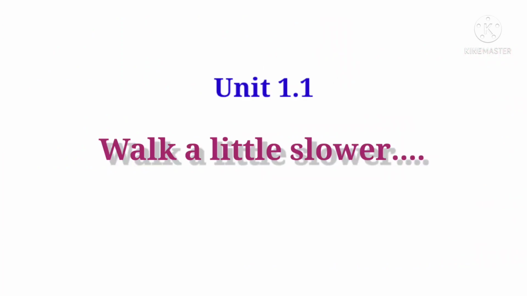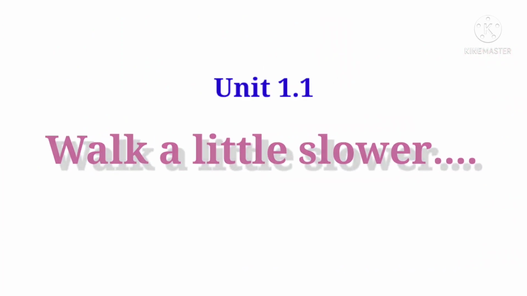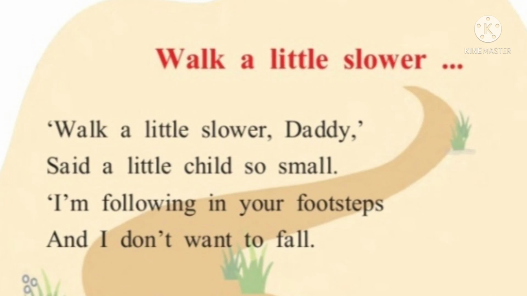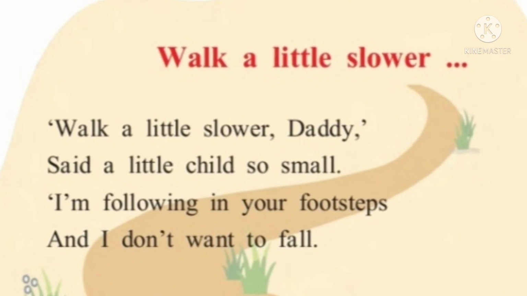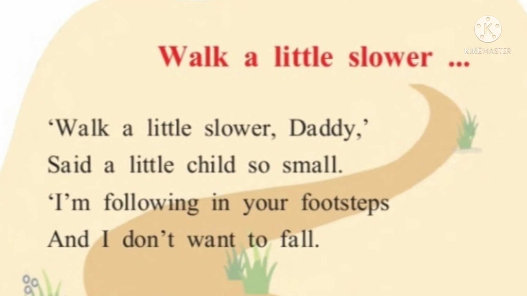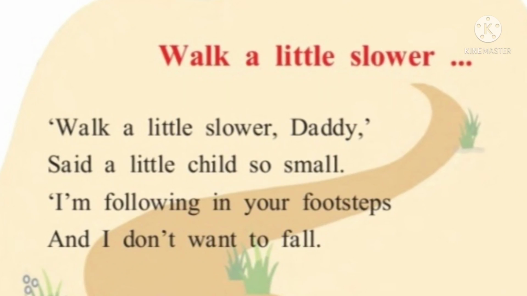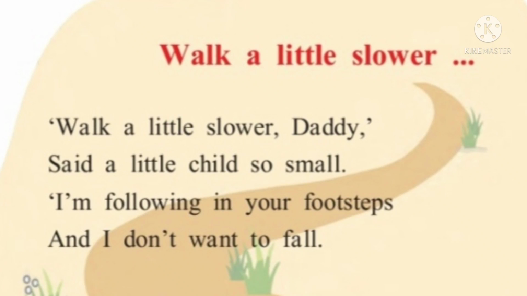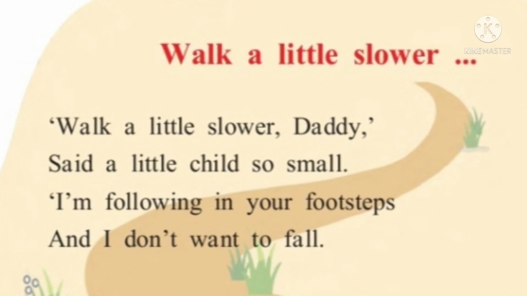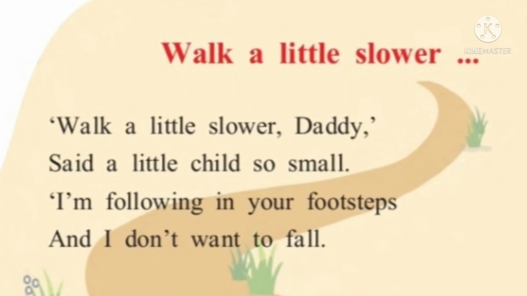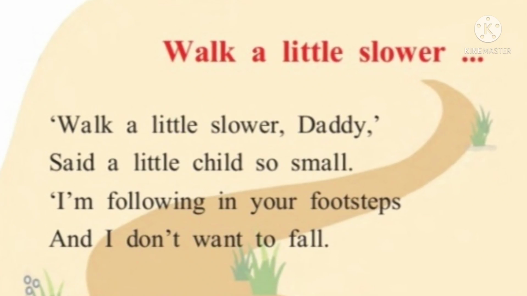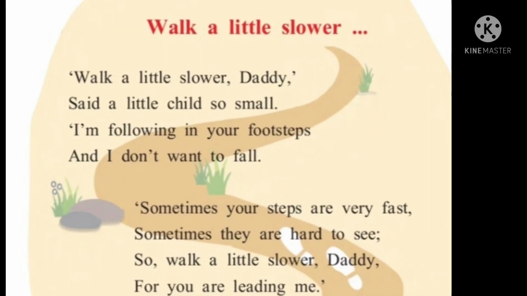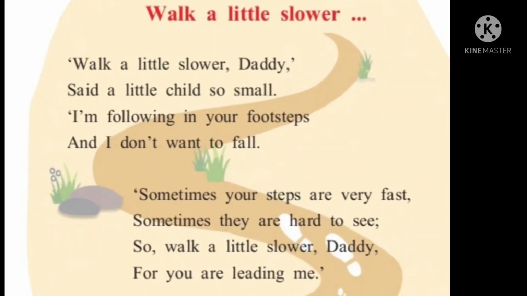Now let us read and learn a very beautiful poem, Walk a Little Slower. This poem is by an unknown poet. Here in this poem, the child is requesting his father. The importance of the father as a role model is the central idea of the poem. A role model is the person whom you are copying or imitating in his actions. Now let us read the poem.